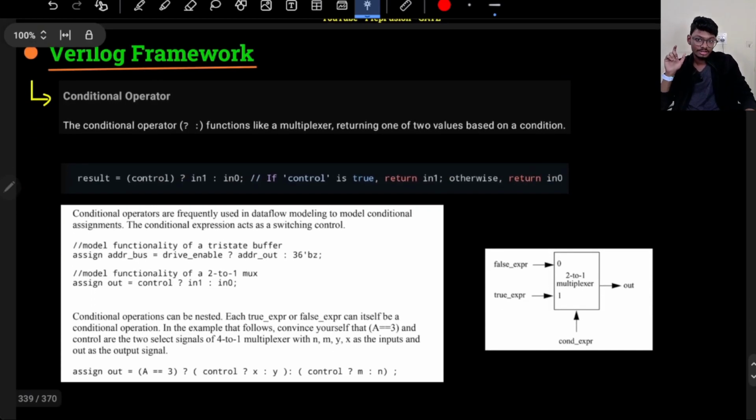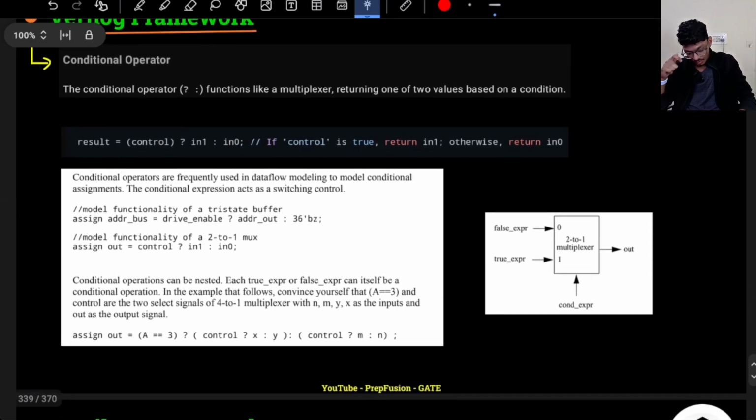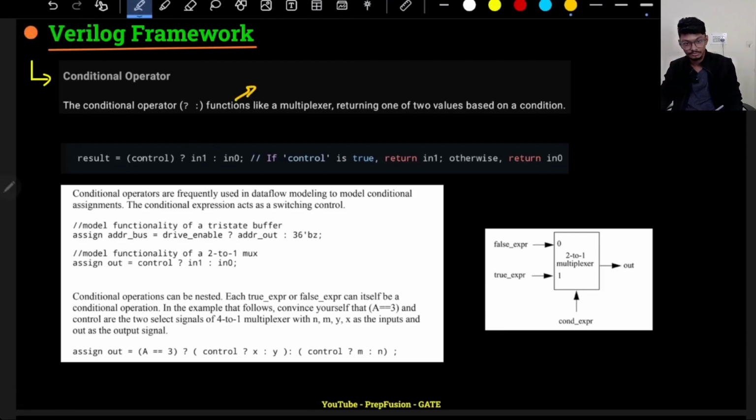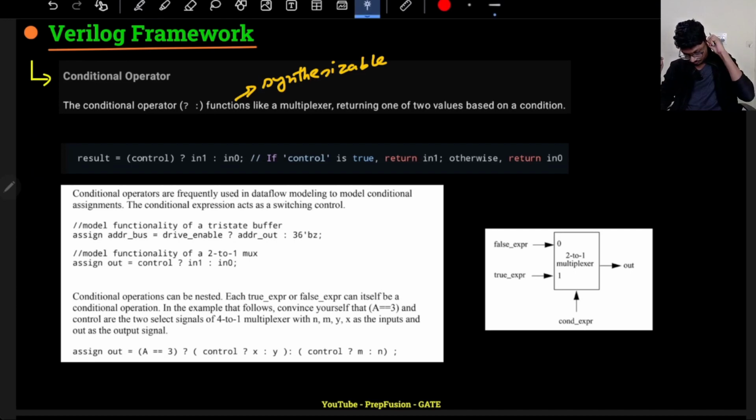The last one is the conditional operator. We have already used the conditional operator previously, and this is totally synthesizable. How will you synthesize it? With a mux, basically. It is especially used in a multiplexer, returning one of two values based on the condition.